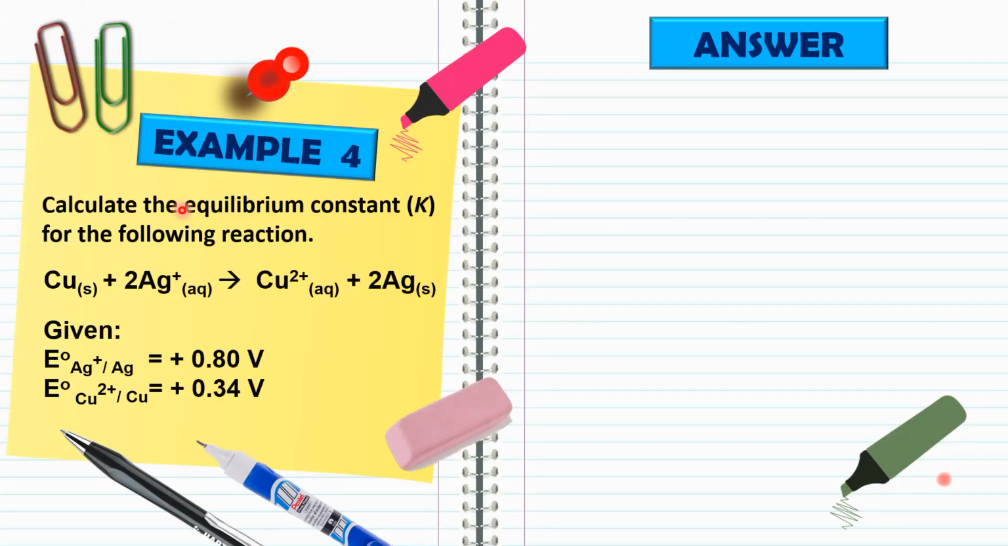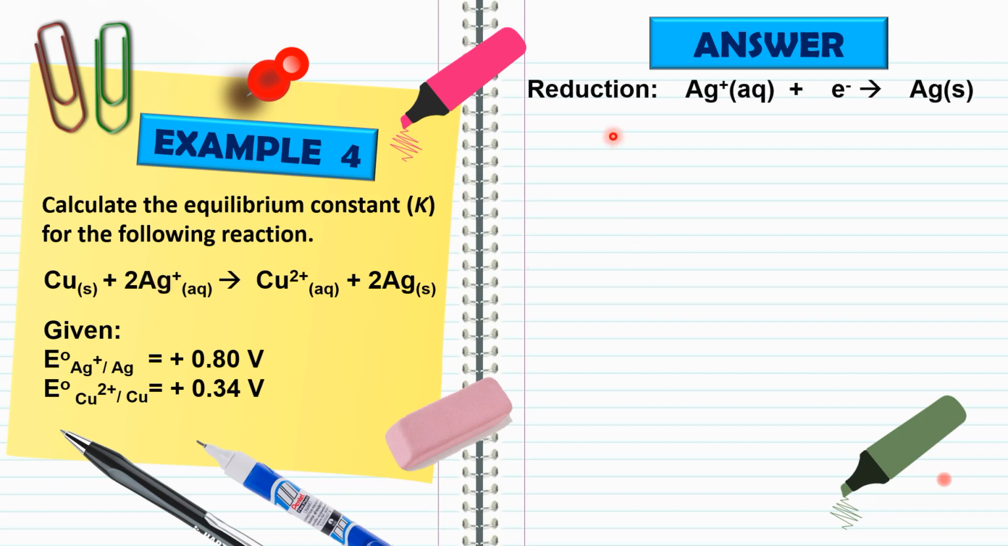Okay, for example 4, calculate the equilibrium constant K for the following reaction. This is the overall equation, and given to you are the standard reduction potentials. You have to find out the anode and the cathode from the overall equation. We can clearly see that copper has an increasing oxidation number, so copper undergoes oxidation. Copper will become the anode. Ag+ now becomes Ag, so from positive 1 to 0. Ag+ undergoes reduction, so Ag is the cathode.